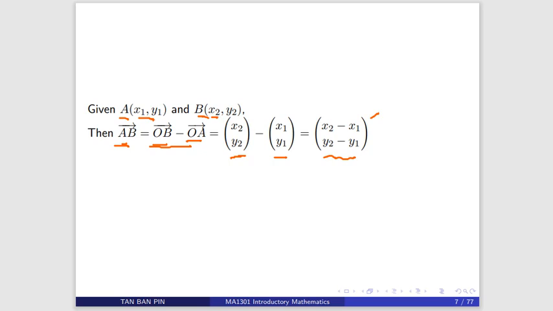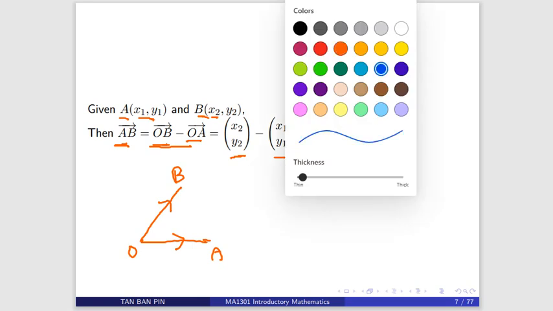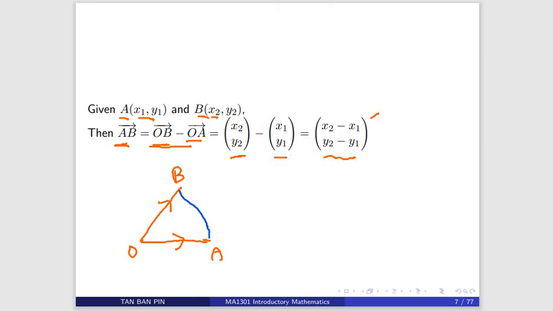So let me show you why vector AB is OB minus OA. Remember I mentioned to add vectors, you must make sure the direction of arrow follow. So let's say this is OA. This is vector OB. So how to have vector AB? Vector AB is pointing from A to B. A to B. So the direction of arrow follows.